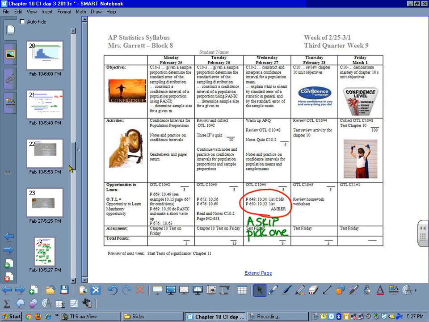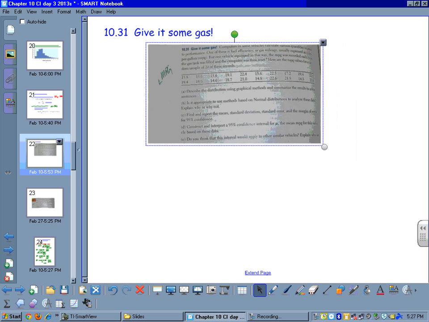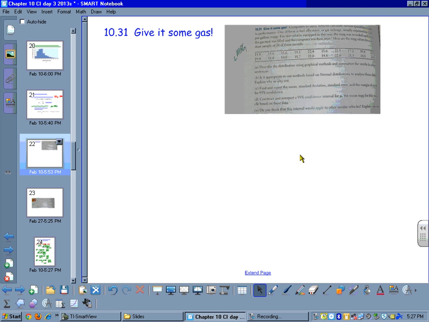And we are looking at "Give it some gas." This is almost exactly what happened to the Honda Civic lawsuit. And then I believe it was the Hyundai Sonata that was also accused of not advertising the correct miles per gallon for their Sonata. So basically what happens here is we have a sample of 20 miles per gallon results after filling up the car, and we are going to do a confidence interval to find out where we think the true gas mileage is for this car.